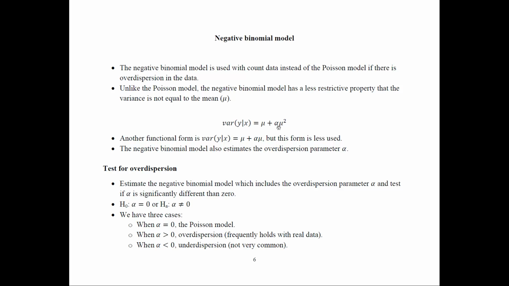So we're testing again for this formula that we have here for the variance. We're testing for this parameter here, alpha. And if that expression is close to 0, then we have variance equal to mu. We're back to the Poisson model.